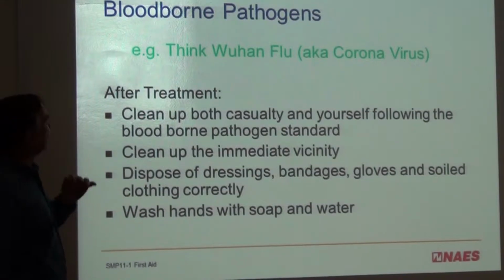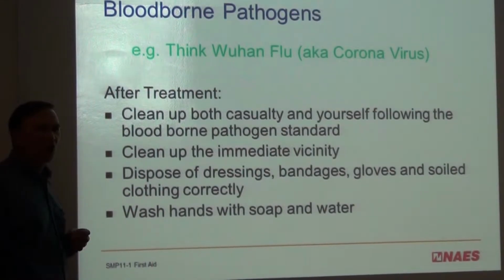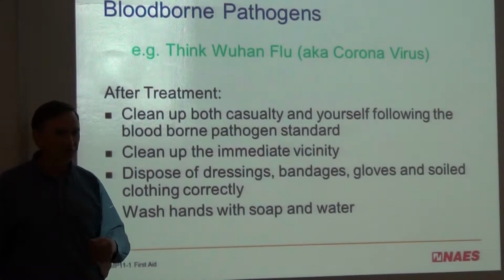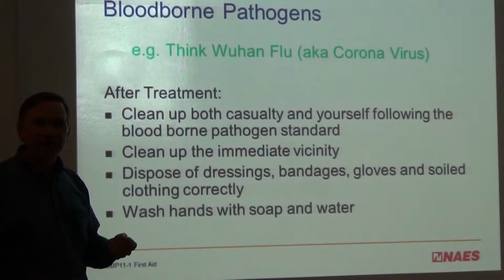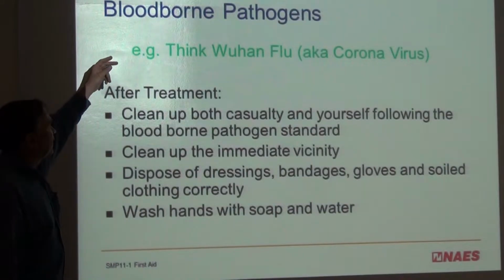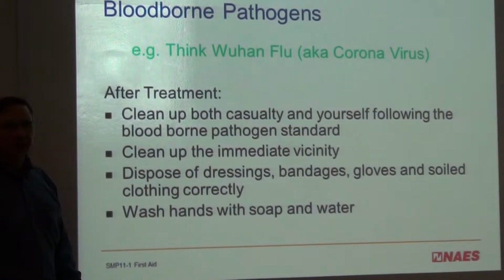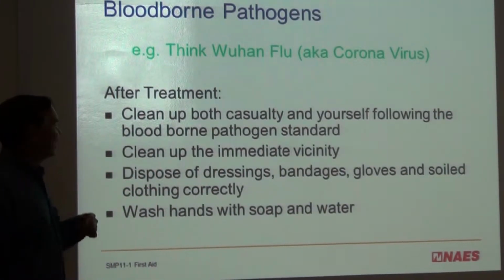Universal precautions for airborne and bloodborne pathogens. We always talk about bloodborne pathogens: HIV, the AIDS precursor, or hepatitis B. Of course, now we're thinking also the Wuhan flu, aka the coronavirus. That's another thing.